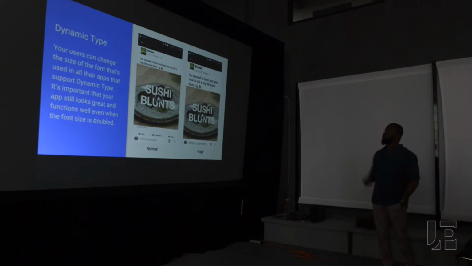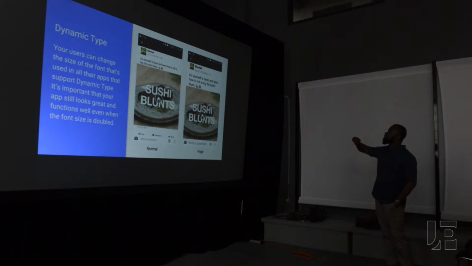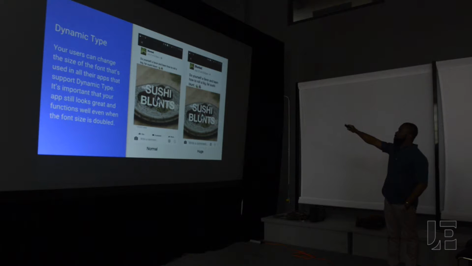So this is an example of dynamic text. And I picked out this screenshot because I liked it. But you can see, this is actually the Facebook app. This is actually my wife's screenshot. You can see the battery is 3%.